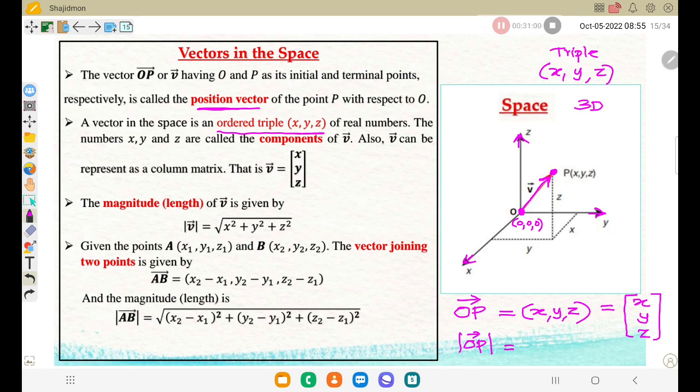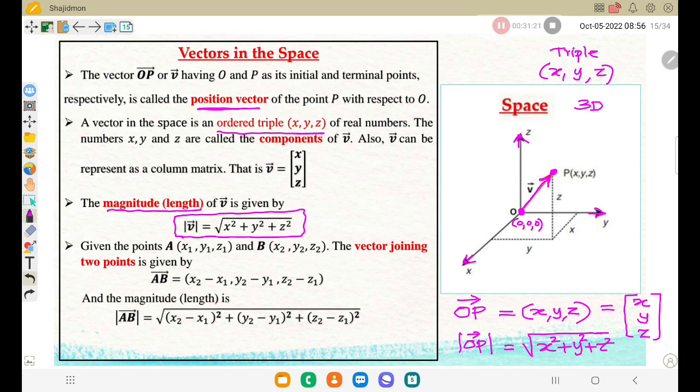In the plane, what did we study? Root of x square plus y square. Here one more component will come. So, root of x square plus y square plus z square. That is the magnitude of the vector OP. So, you can see here, magnitude or length means root of x square plus y square plus z square.